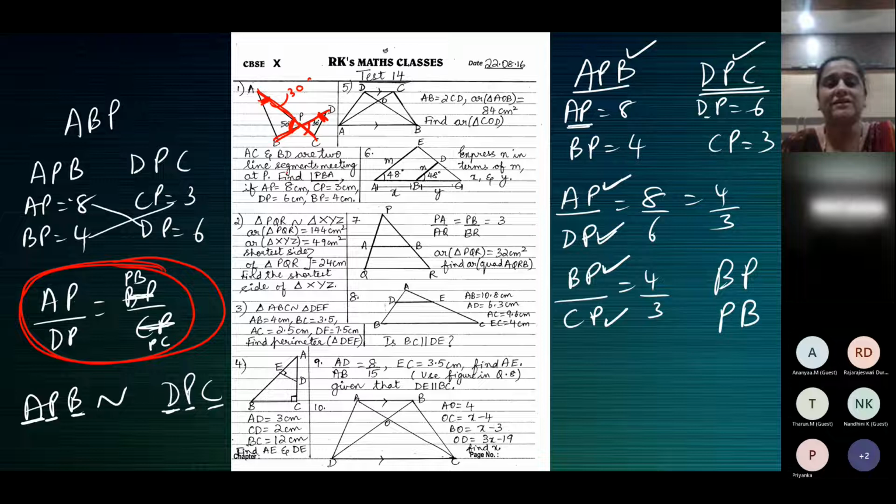Before showing that the two triangles are similar, you cannot say A is equal to D. Now that you have proved that the triangles are similar, angle A is equal to angle D. So now you find the second angle in this triangle, 30 degrees. Now you can find this angle using the angle sum property.